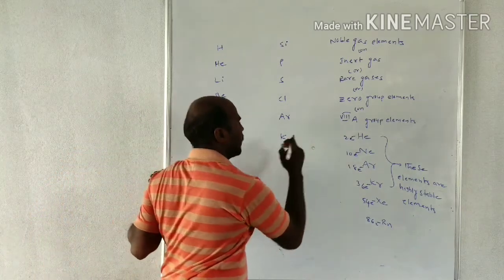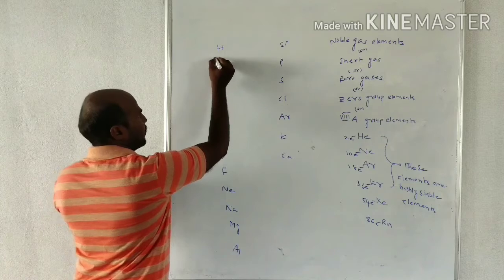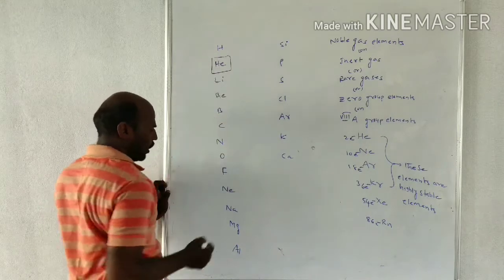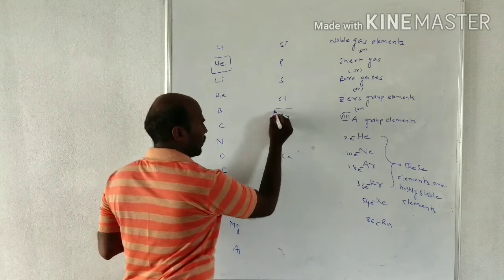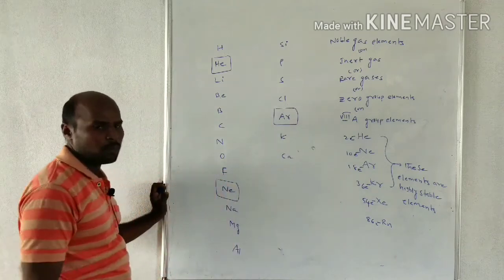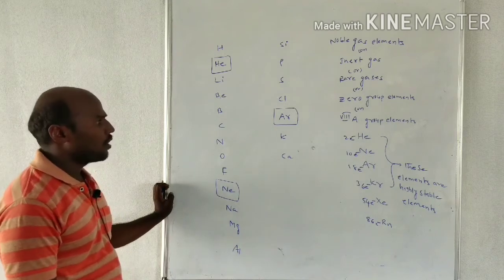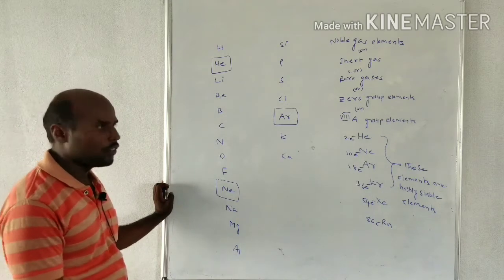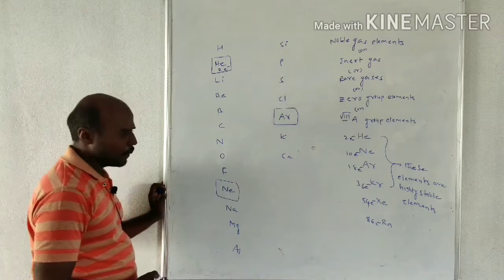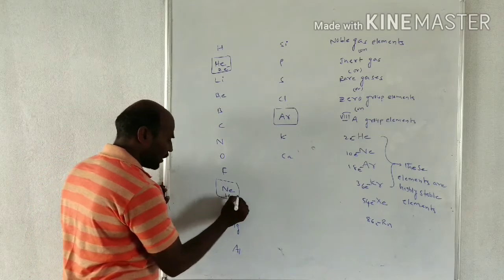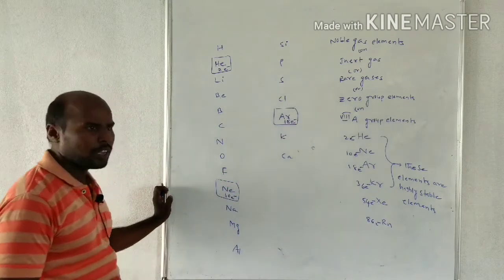How many noble gas elements are present? Up to 20 elements, 3 are present: helium, neon, and one more element, argon. These elements are highly stable elements in the periodic table. The remaining elements try to get the noble gas configuration, that is octet or duplet configuration, to get stability. How many electrons are in helium? 2 electrons are present in helium, 10 electrons in neon, 18 electrons in argon. The atomic number equals the number of electrons.